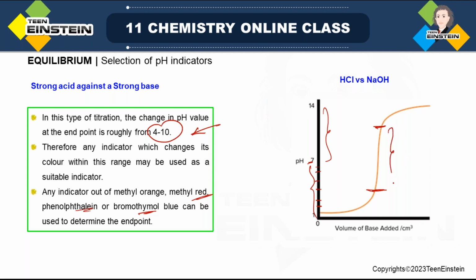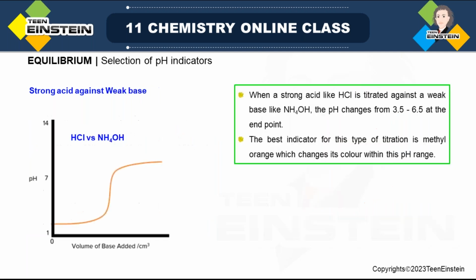So in this range, we can use any of these indicators. A strong acid, strong base combination example is hydrochloric acid and sodium hydroxide. Next, we will see strong acid versus weak base.